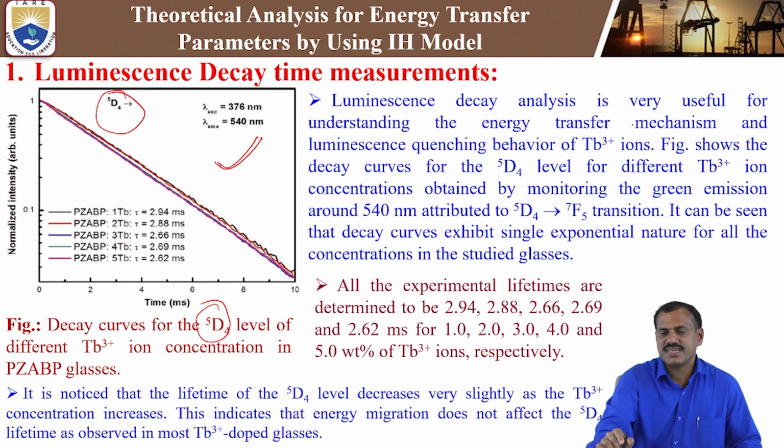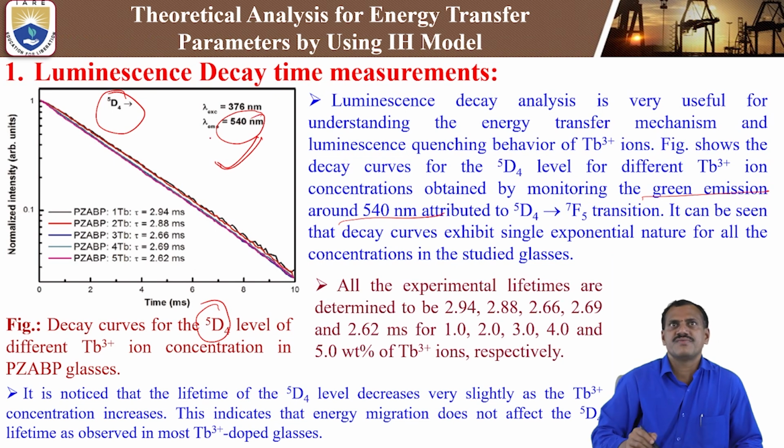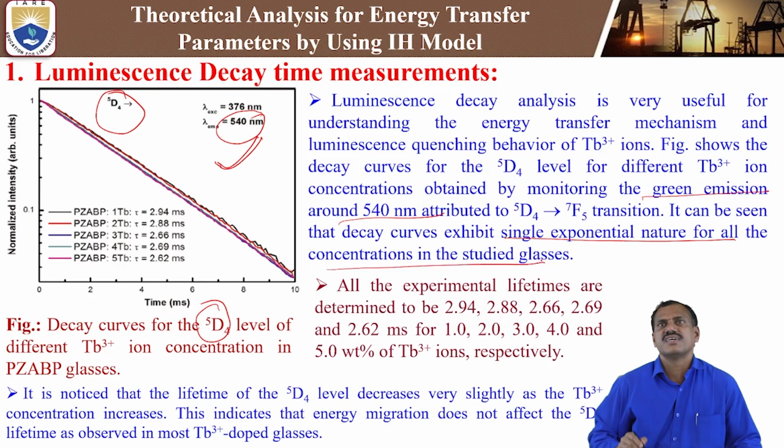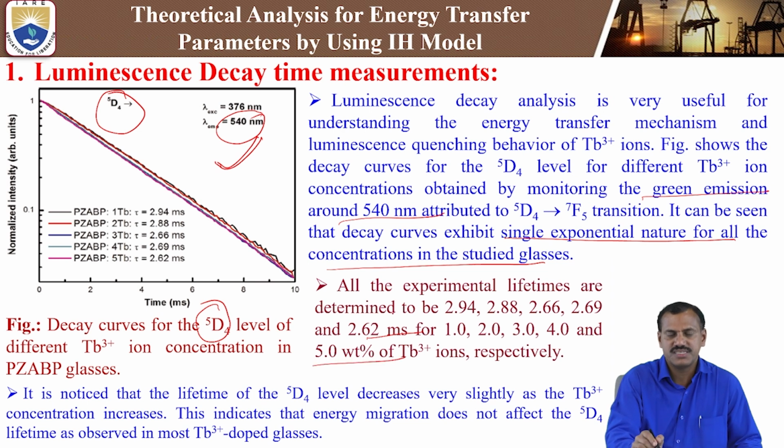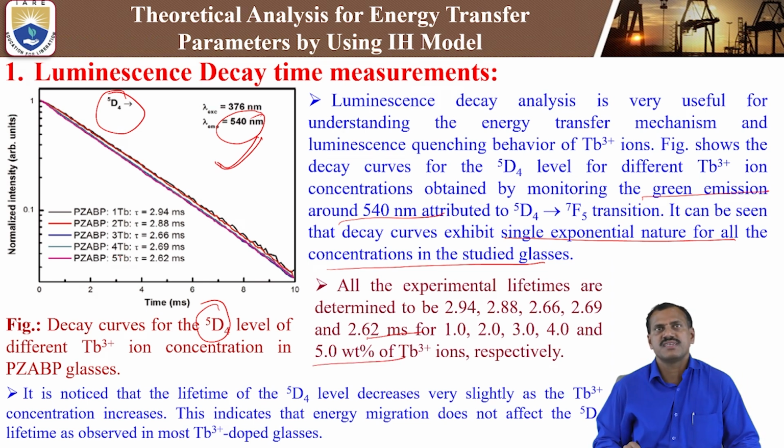This luminescence decay analysis is very useful for understanding the energy transfer mechanism and luminescence quenching behavior of the terbium 3 plus ions. This figure shows the decay curves for the 5D4 level for different terbium 3 plus concentrations, obtained by monitoring the green emission at 540 nanometers, exciting at 376 nanometers. The decay curves exhibit single exponential nature for all concentrations of the studied terbium 3 plus doped glasses. The experimental lifetimes were determined from 2.94 to 2.2 milliseconds for 1 to 5 mole weight percent. So there is no energy transfer parameter.